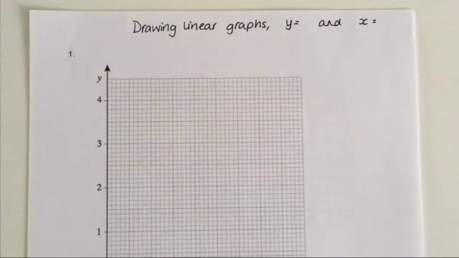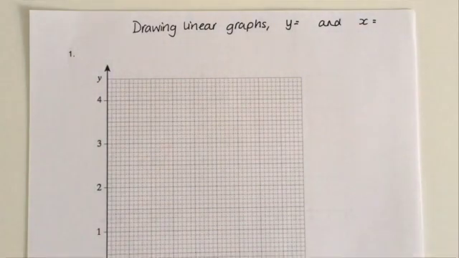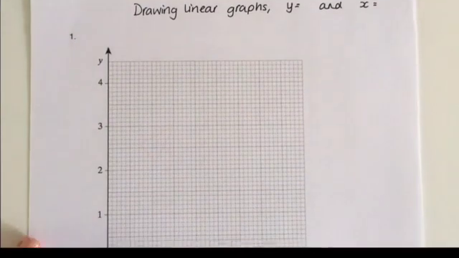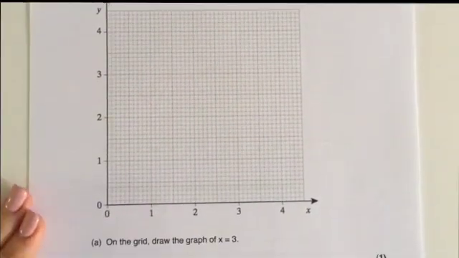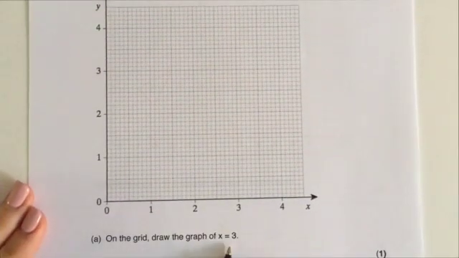It might ask you to draw a line of reflection in the line y equals 2. So you need to know how to draw these straight line graphs, these linear graphs. I'm going to give you a couple of demonstrations. This first question says, on the grid, draw the graph x equals 3.